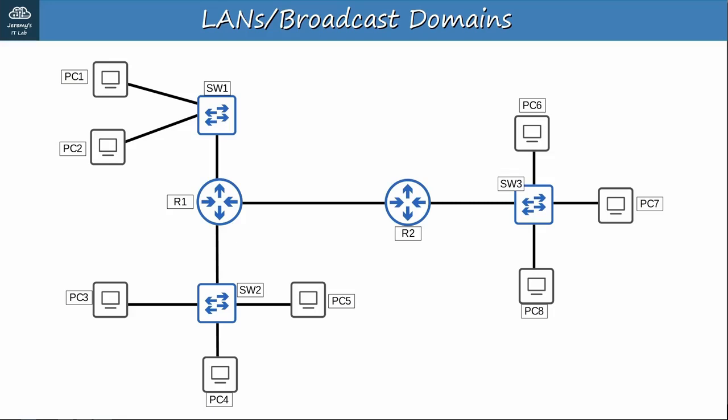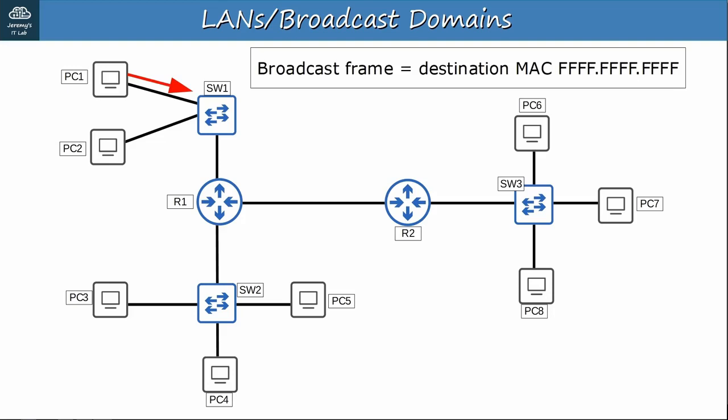So, take a look at this network here. How many broadcast domains do you think there are? Remember, a broadcast domain includes all devices that will receive a broadcast frame. So, let's say PC1 sends a broadcast frame. And remember that a broadcast frame is a frame with a destination MAC address of all Fs. Which devices will receive the frame? Well, PC1 sends the frame out towards switch 1. And what does a switch do with a broadcast frame? It floods it out all interfaces, except the one it was received on. So the frame is sent to PC2 and R1.